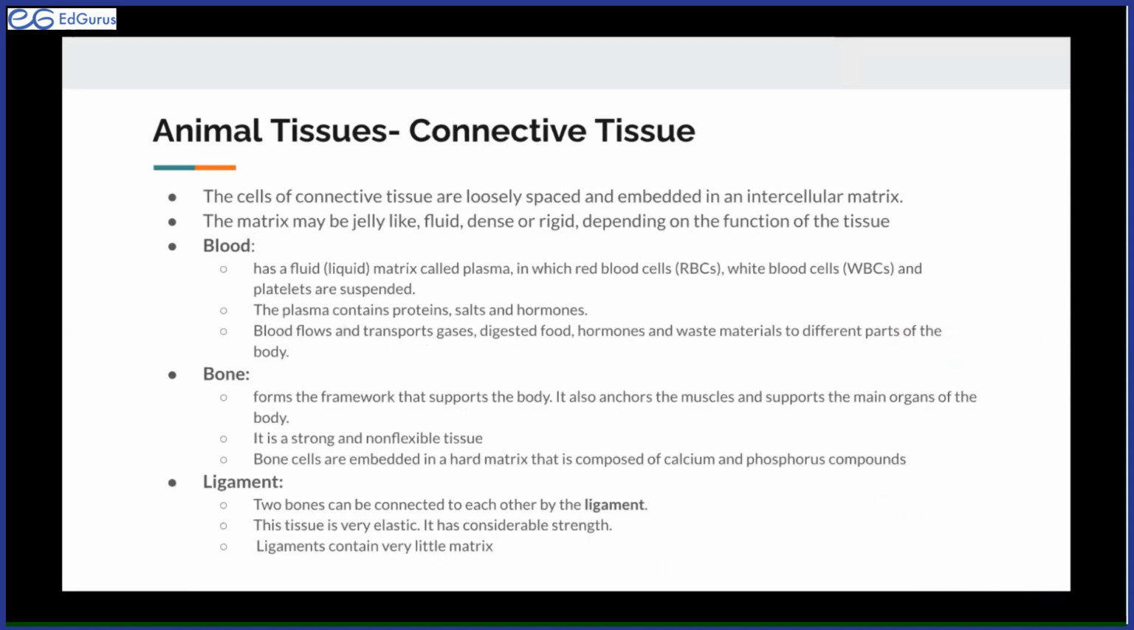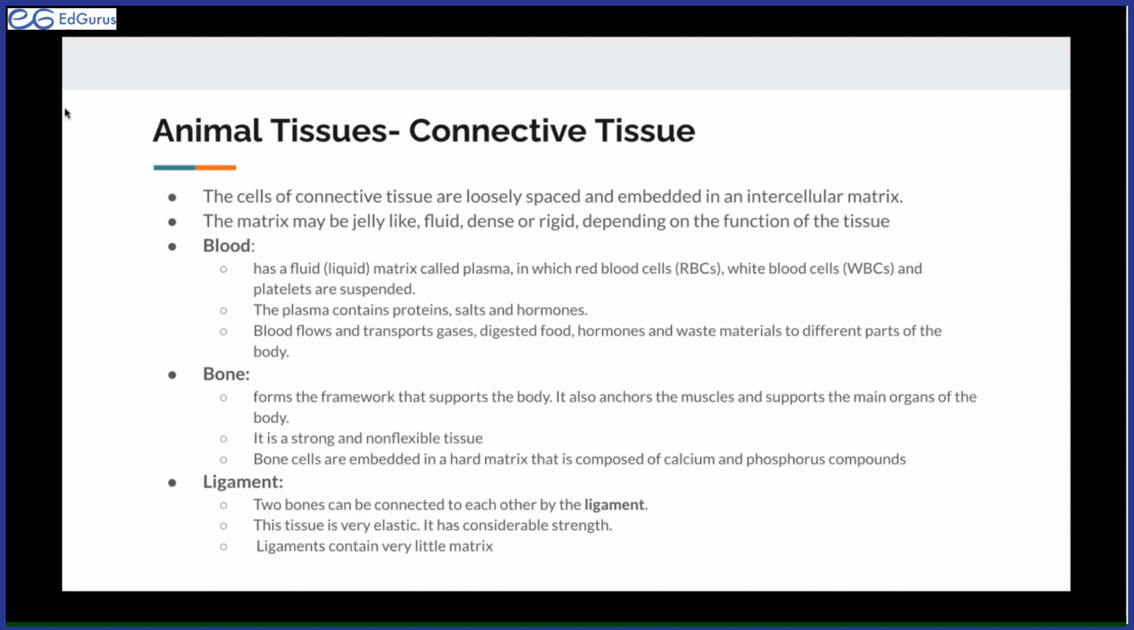So the next type of animal tissue is connective tissue. Total 4 types of animal tissues. Right now we're on the second type, that is connective tissue. Now, I'll tell you what a connective tissue is. Essentially, it is a tissue that helps connect two different parts of the body. Okay, it's very simple. That's the reason it's called connective tissue, because it helps connect two different parts of the body.